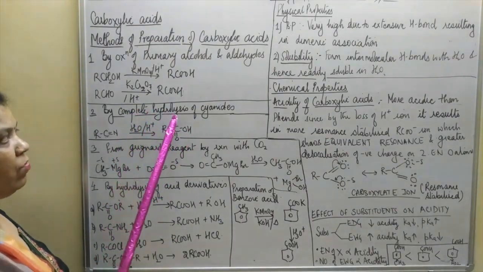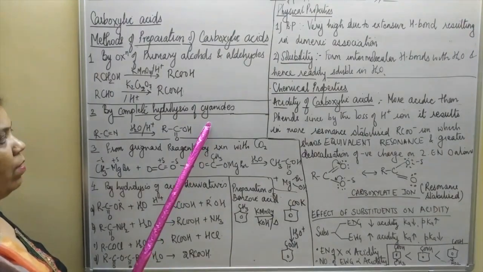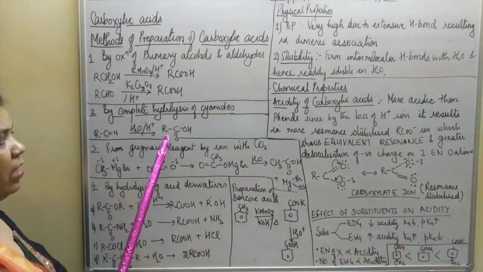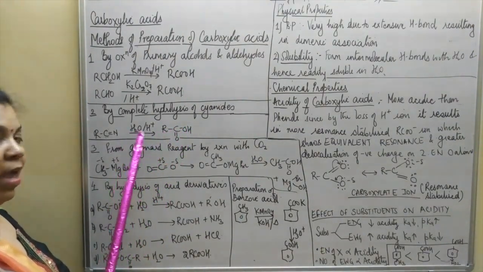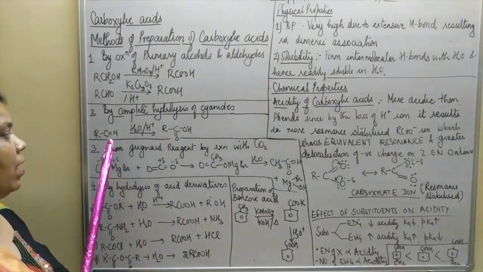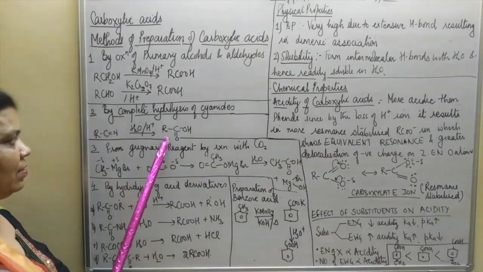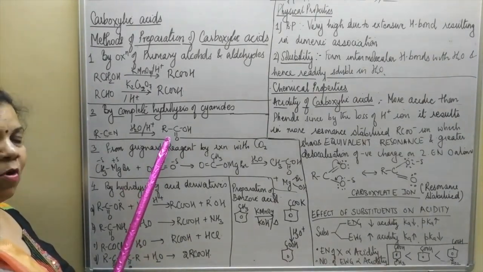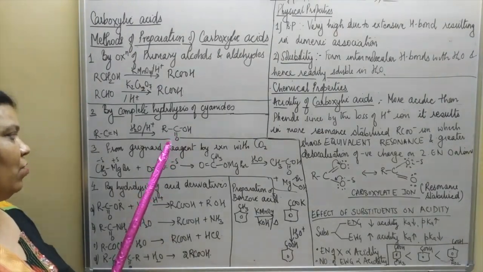Next is the complete hydrolysis of cyanides. We have already studied in the unit haloalkanes that cyanides on complete hydrolysis will give carboxylic acid. Partial hydrolysis in basic medium, they will convert into acetamide, but by complete hydrolysis, they can convert into carboxylic acid. So another way of preparing carboxylic acid is by complete hydrolysis of cyanides or nitriles.